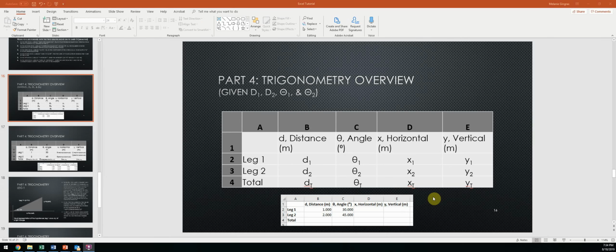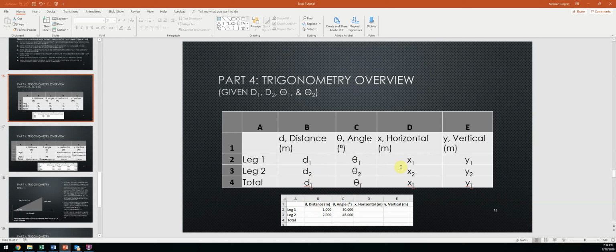Here we are in PowerPoint. So this is an overview of part 4. This table here should look pretty familiar. I've filled in variables for everything that we're going to be calculating or values that we already have. So we already have D1 and D2 and theta 1 and theta 2. D1 is 1 meter, D2 is 2 meters, theta 1 is 30, theta 2 is 45. So these are our given values.